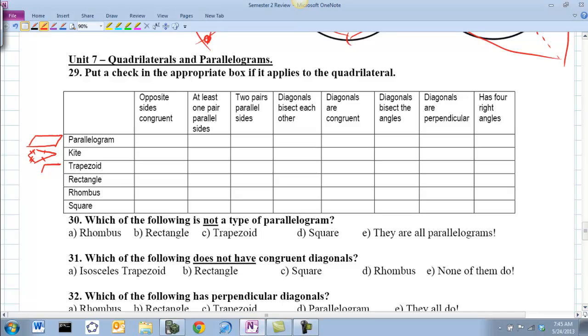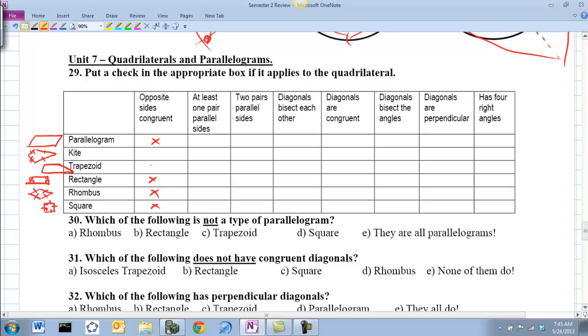Trapezoids looked something like this. And there were also isosceles trapezoids, where those two non-parallel sides were the same. Rectangles, most everybody knows that pretty well. A rhombus kind of looks like a diamond shape where all four sides are equal, but the angles aren't necessarily equal. And then of course everybody knows our good friend the square, four congruent sides, four congruent angles, and the rectangle had four right angles. So opposite sides congruent fits the parallelogram, the rectangle, the rhombus, and the square.